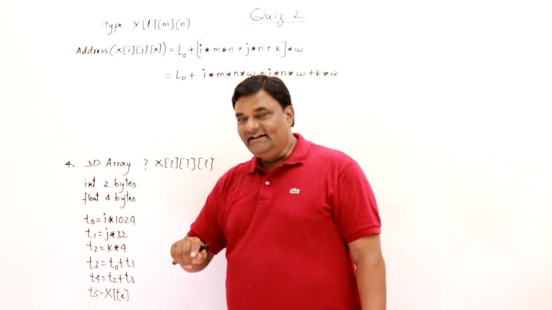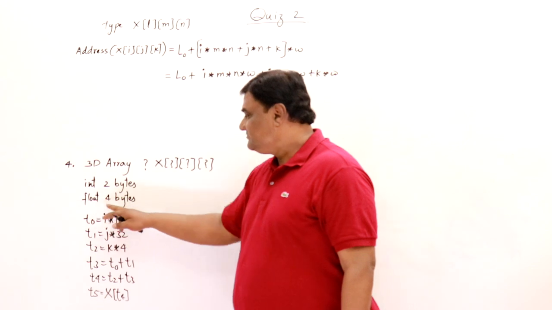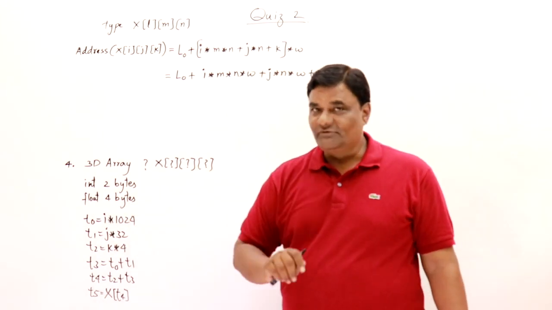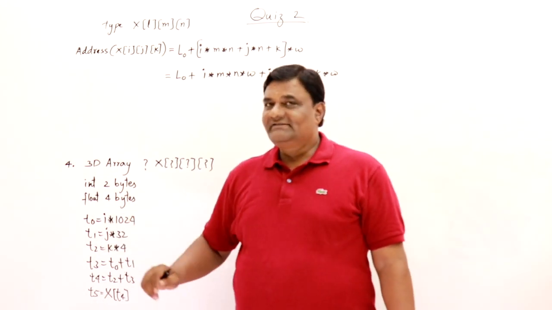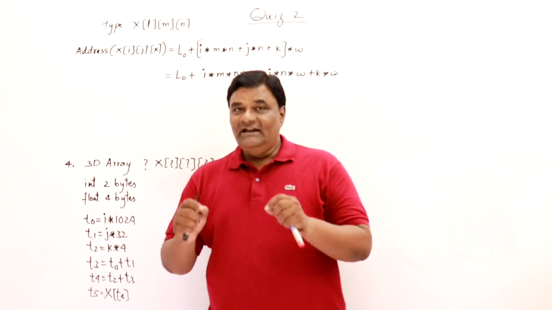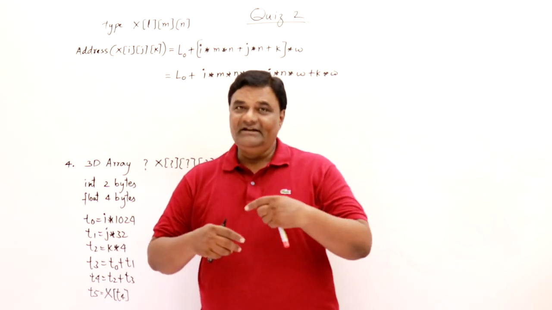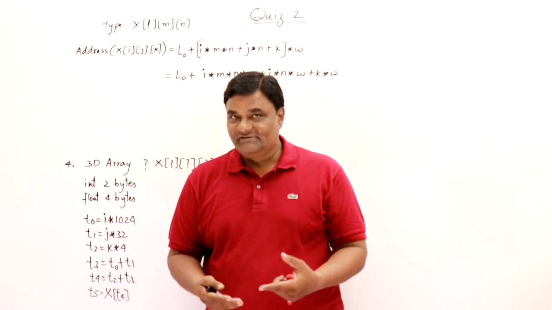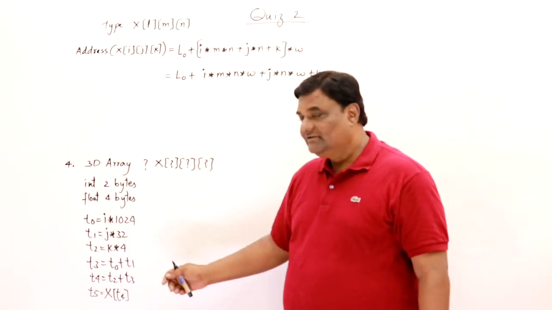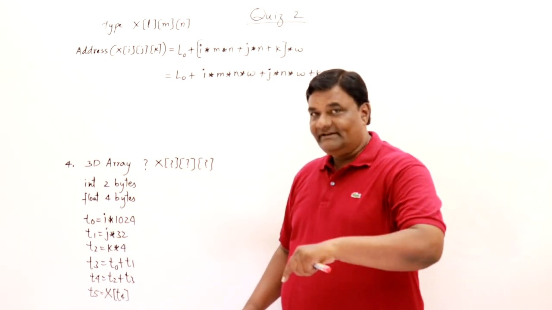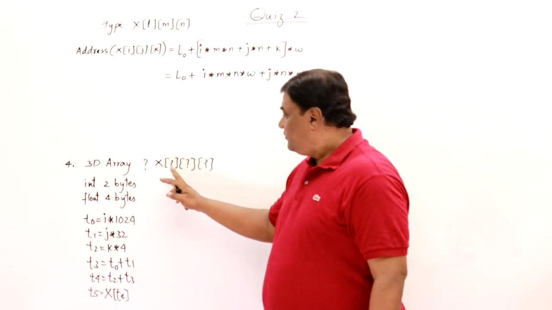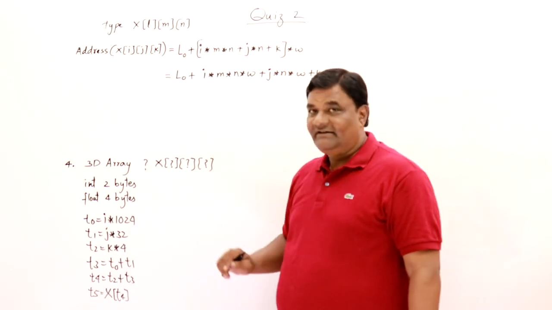And if the size of an integer is 2 bytes and the size of float is 4 bytes, this is given in the question. And the question says that for evaluating the address for a 3-dimensional array, the compiler is performing the following steps. And these are the steps given. Then from these steps, can you find out what are the dimensions and what is the data type?